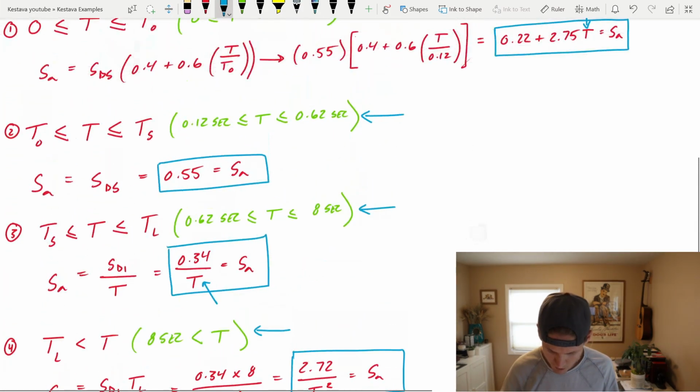Now, from all of this information, from our 4 equations, we can now plug in values of T, starting from 0 and going as long as you really want to. We are going to create a table of data points to then create your design response spectrum. All right, so let's find some data points.